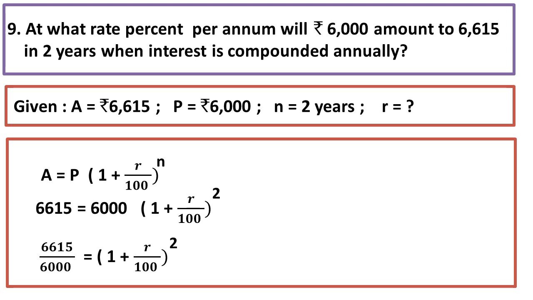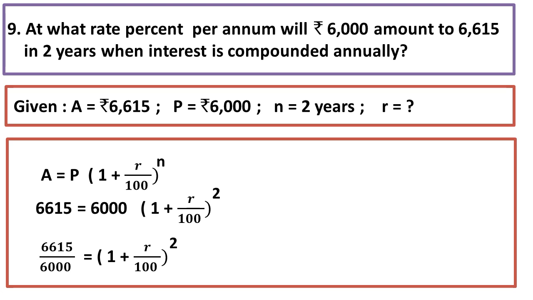This is the first problem where we are going to calculate R, the rate of interest. So note down the steps to follow. Use the formula amount is equal to P into 1 plus R by 100 to the power n. In the place of A, substitute 6,615 and P as 6,000, n as 2. In the next step, transfer P 6000 to the left hand side, it results as 6615 by 6000 is equal to 1 plus R by 100 to the power 2.